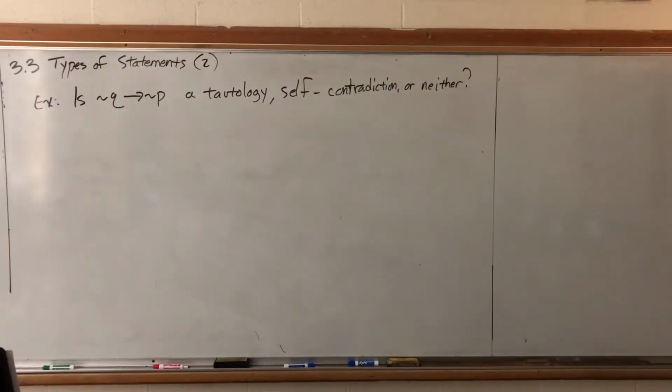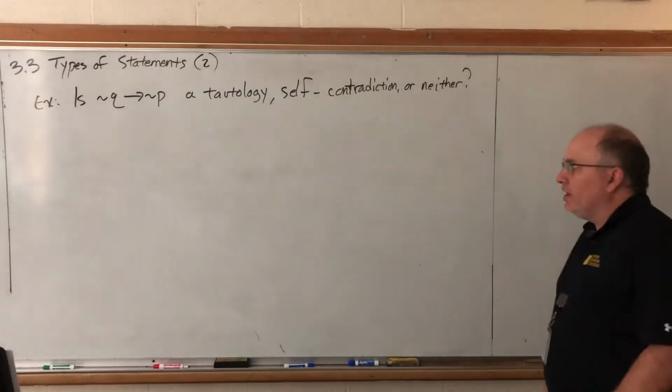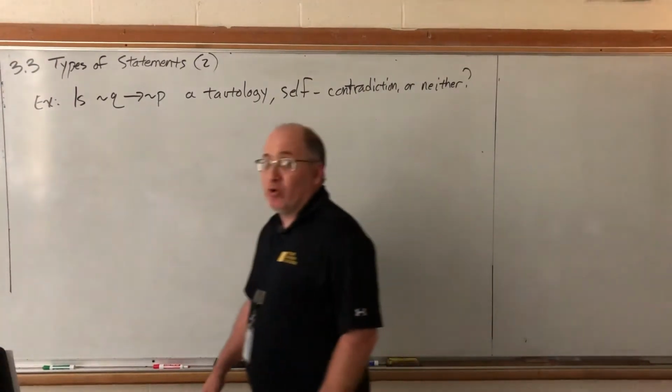Section 3.3, Types of Statements, video number 2. Let's take a look at one more example of tautology and self-contradiction before moving forward. Is the statement negation Q pointing to negation P a tautology, self-contradiction, or neither?